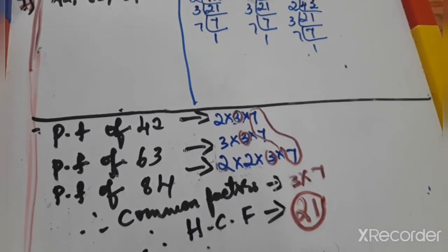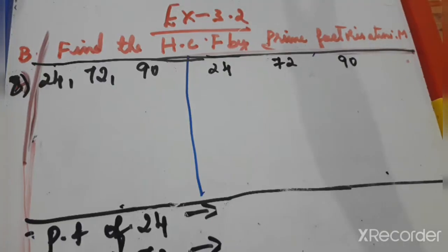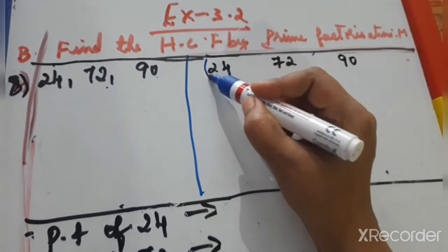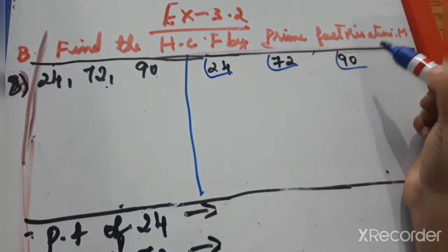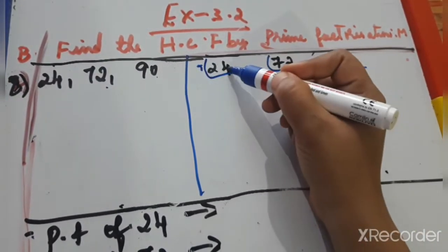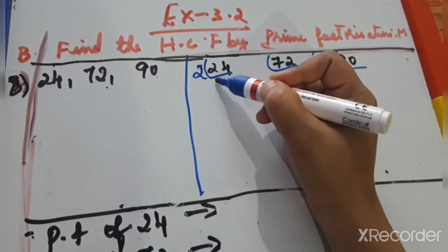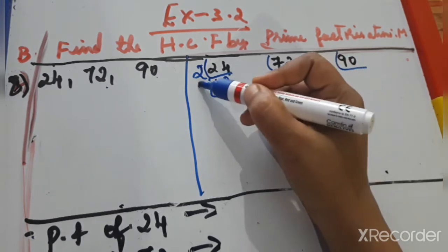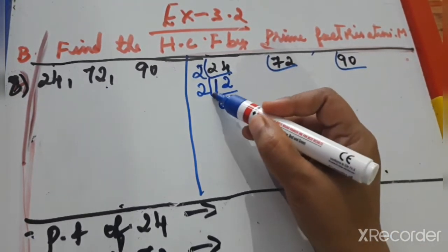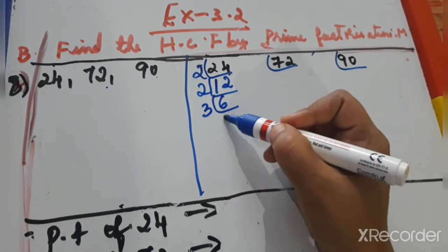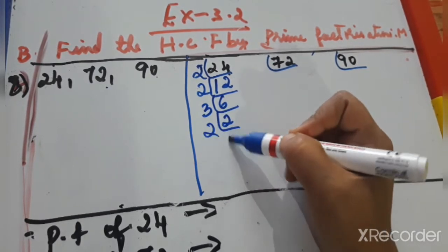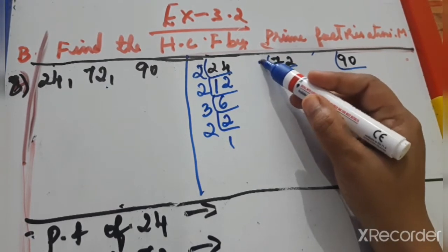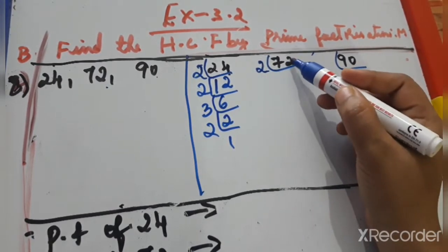Now next, eighth question. 24, 72, 90. We have to find the HCF with the prime factorization method. So 24, the last number is 4, so it will divide with 2. 2 ones are 2, 2 twos are 4. Again we can try with 2, 2 sixes are 12. Here we can try with 3 or 2, 3 twos are 6 and 2 ones are 2. Then divide 72, the last number is 2, so we can try with 2, as all even numbers are divisible by 2.